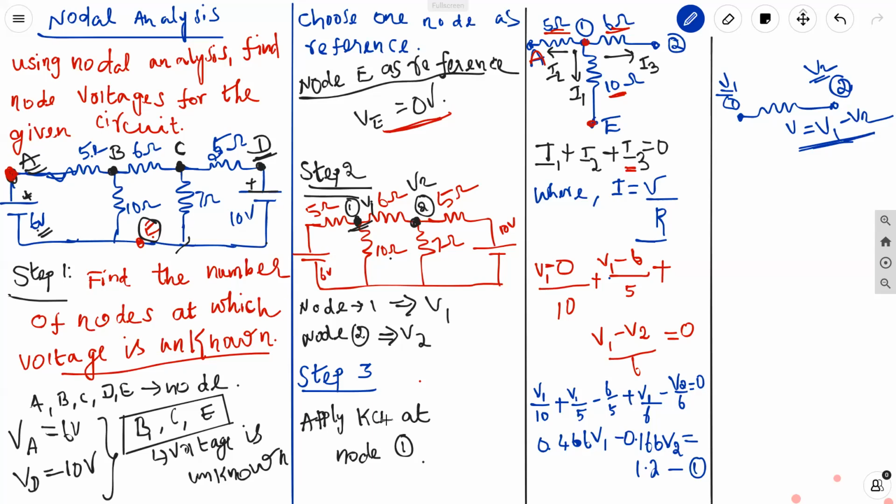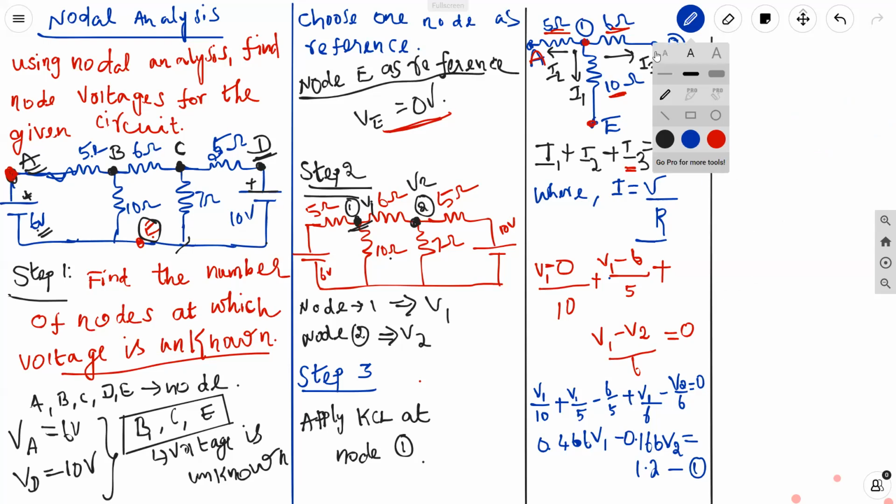So answer 0.3 V1 now. Next we need to form equation 2. Apply KCL at node 2. Before that, any doubt in this equation? So you move on to the next one, Ram. Hey, any doubt?